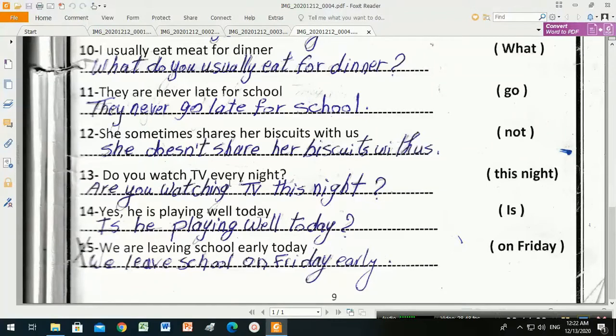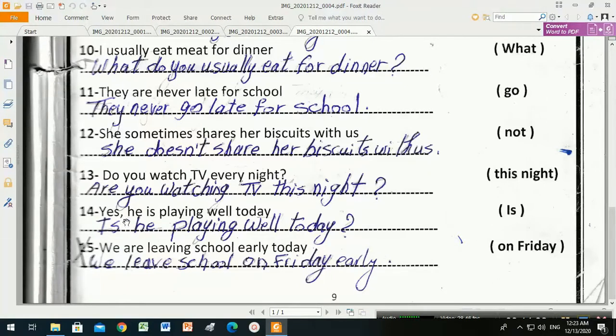Okay, and here number 13. Do you watch TV every night? And here between brackets this night. Every night is a keyword of, oh, yes, present simple. So we will change do you to are you. Are you is the present continuous, and we will add ing to the verb. Okay, instead of do you watch, it will be are you watching TV this night, because we remove every night and put instead of it this night.